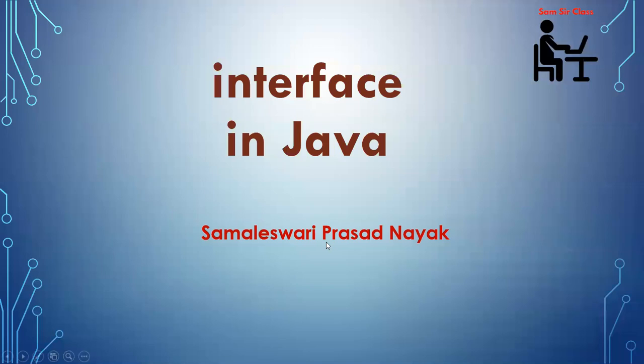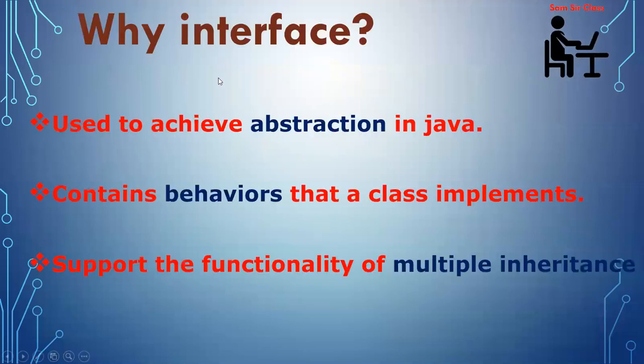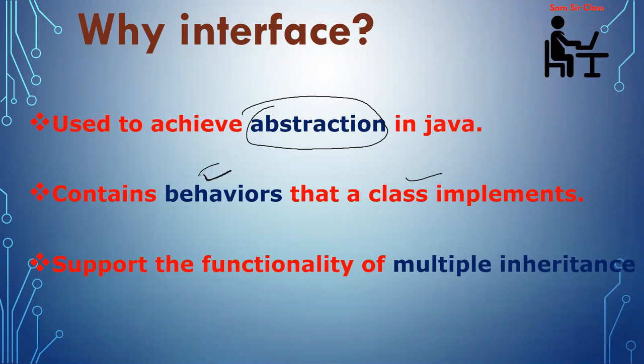Clear? So let's discuss the theoretical part. Now, why is interface actually required? Because it is used to achieve abstraction. Why abstraction? Because it only contains the behavior. Only the declaration of the methods will be there, no body. The class implements all those behaviors, but the interface will only provide you the declaration of the method, not the details of the method. Similarly, it supports the functionality of multiple inheritance. What multiple inheritance is and how it is supported, we will discuss in the later part of the video.